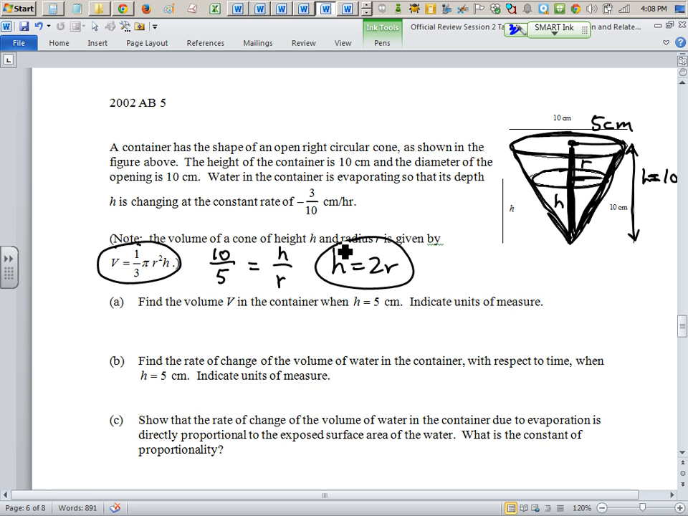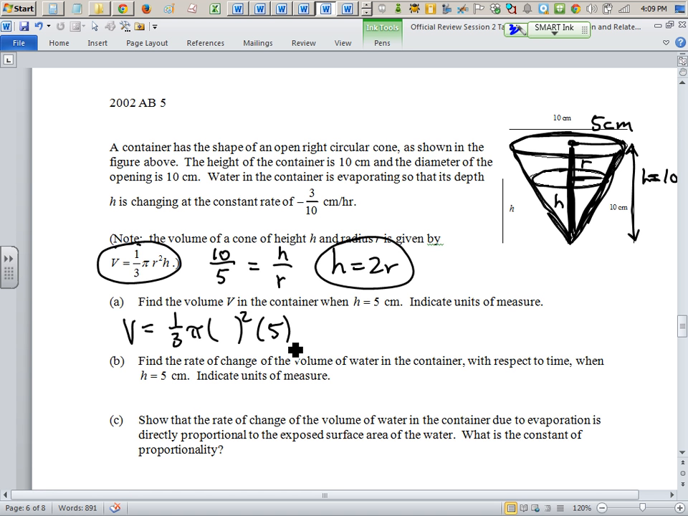Alright? So the first thing is, find the volume in the container. That is not a calculus problem. It says height is 5. So you're going to write V equals 1/3 pi, don't know the radius yet, r squared 5. But the radius, we have already figured out, is half the height. Right? That's what this means. The radius is half the height, or the height is twice the radius.